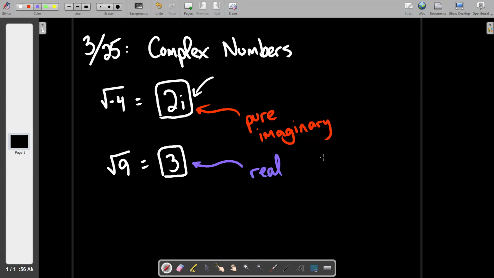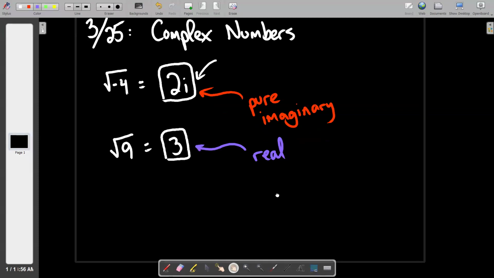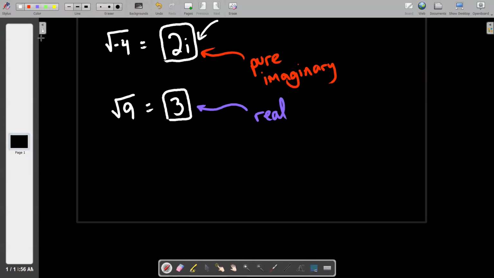So what we're primarily going to focus on in this class, by the way, again, both of the things in the white boxes are complex numbers. The types of complex numbers we're going to focus on are the types that have both parts. They have a real part and they also have an imaginary part. An example of a complex number like what we're going to work with for the next few days would be like this: 3 plus 4i. That is a complex number.